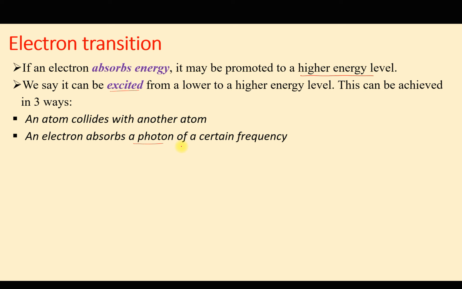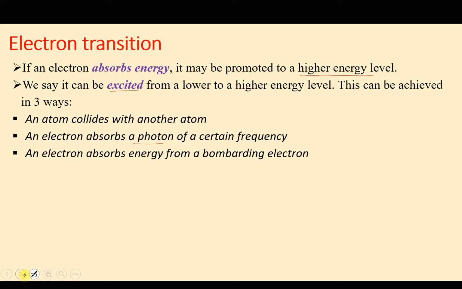A photon of light incident on an atom may be absorbed by an electron, if it has just enough energy to promote it to a higher energy level, which is one of the allowed energy levels. And also, an electron can absorb energy from another bombarding electron. If that energy is just enough to promote the electron to another allowed energy level, it will be absorbed and the electron will be promoted to a higher energy level. But remember, the atom will be excited, the atom will not be stable.